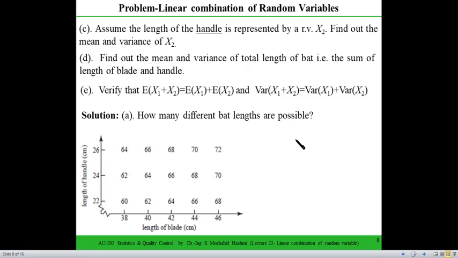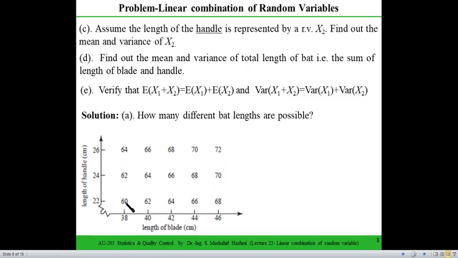Okay, so we need to look into the possible sample space here. The length of the blade has 5 different lengths possible, and the length of the handle has 3 different lengths possible. So 38 plus 22 would be 60, and 38 plus 24 would be 62, and 38 plus 26 would be 64, because you are summing up the length of the blade with the length of the handle to get the length of the bat. So these would be the possible lengths.